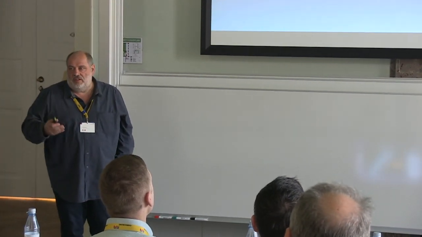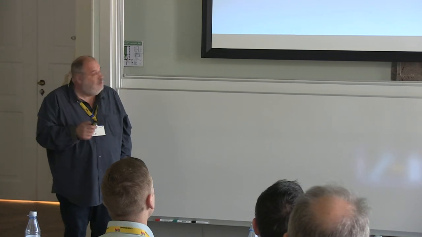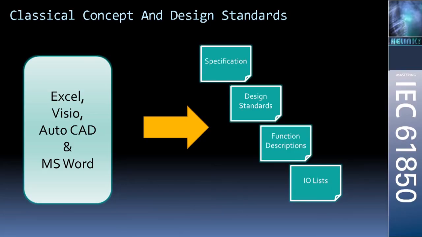So this is the way how today the utilities are doing their standardization. On one side they have tools like Excel, Visio, AutoCAD, MS Word. There are surely also a lot of other tools, and people are using these tools to create their standards. They make specification, design standards, function descriptions, I/O lists, and a lot of other stuff related to communication. It's obvious this is not standardized, it is not formalized, and everyone does it in their own way.